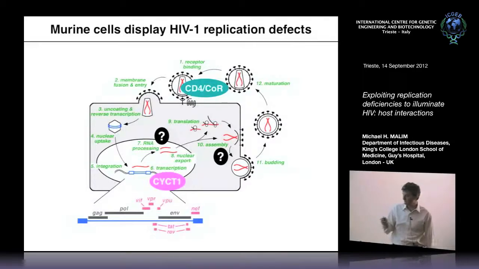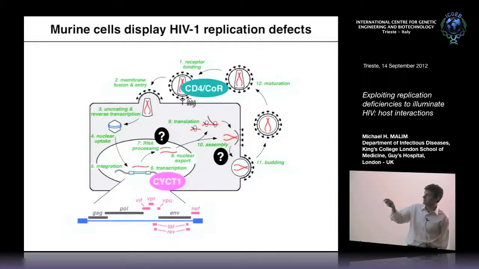So to start out with, I'm going to talk about viral assembly, and that is because it's been known for a long time, this is not work from my own group, but work from many other groups, that HIV is very poor at making infectious virus particles in cells of other species, particularly in rodent cells. And there are a number of reasons for this. In fact, there are many reasons why HIV is unable to replicate in rodent cells.